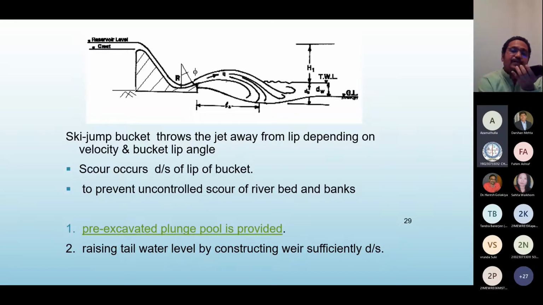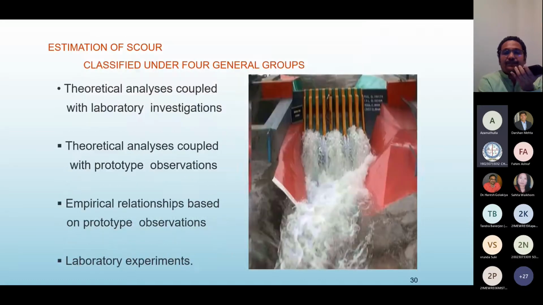One is a pre-excavated plunge pool. That is very expensive, but there is no choice. The other is raising the tail water level by constructing a weir sufficiently downstream. Okay, two alternatives. Okay, next slide, please.